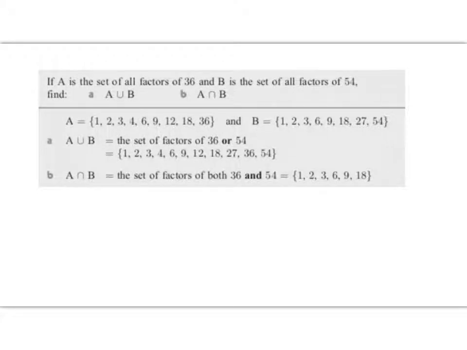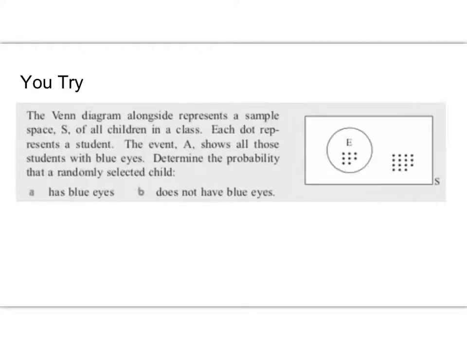All right, here's one for you to try. I have this Venn diagram over here, and it represents a sample space S of all the children in a class. Each dot represents a student, and the event A shows all the students who have blue eyes. Determine the probability that a randomly selected child has blue eyes, and B, that they do not have blue eyes. Pause this, and when you're ready to check, restart it.